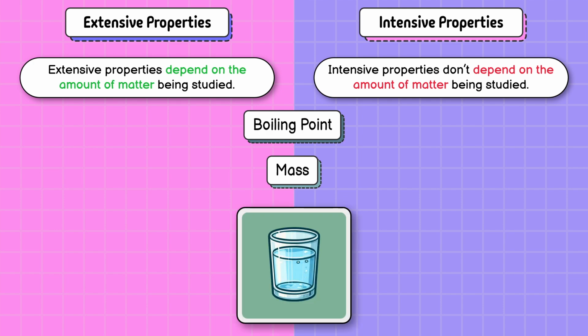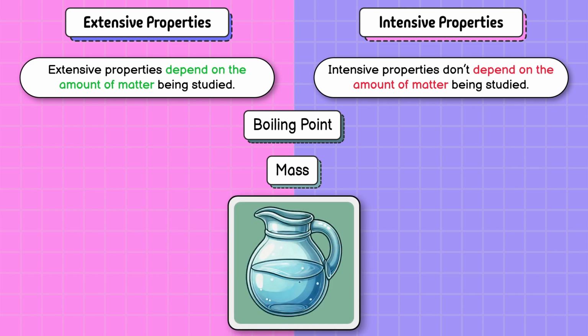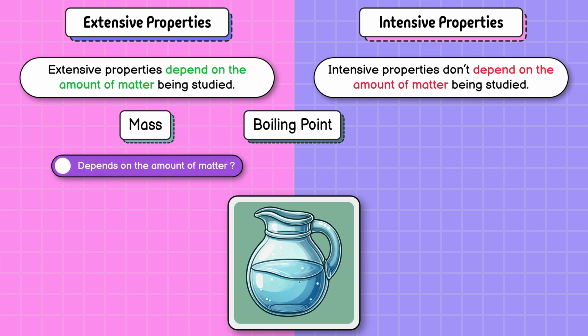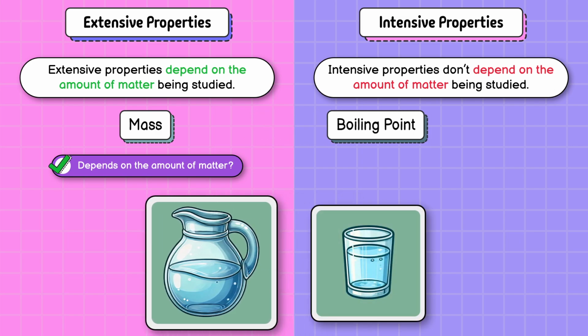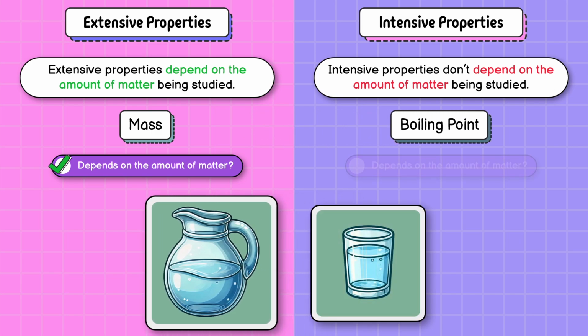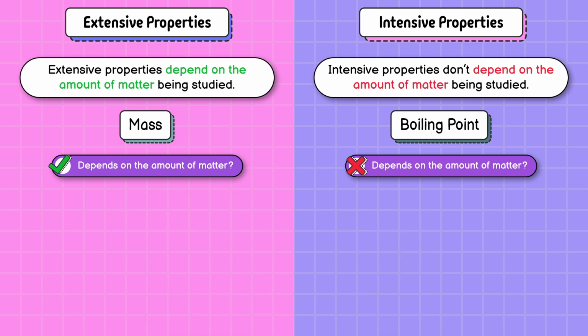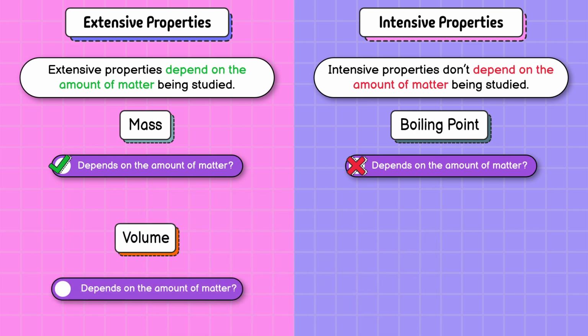Let's suppose the mass of this water is 100 grams. But if we increase the amount of water, the mass will also be increased to, let's say, 500 grams. And because the mass and the amount of this water have a relationship, we can classify mass as an extensive property. On the other hand, boiling point of this water is its intensive property. Because it doesn't matter how much water you have, under standard conditions, it will always boil at 100 degrees Celsius. Similarly, volume is also an extensive property of matter.